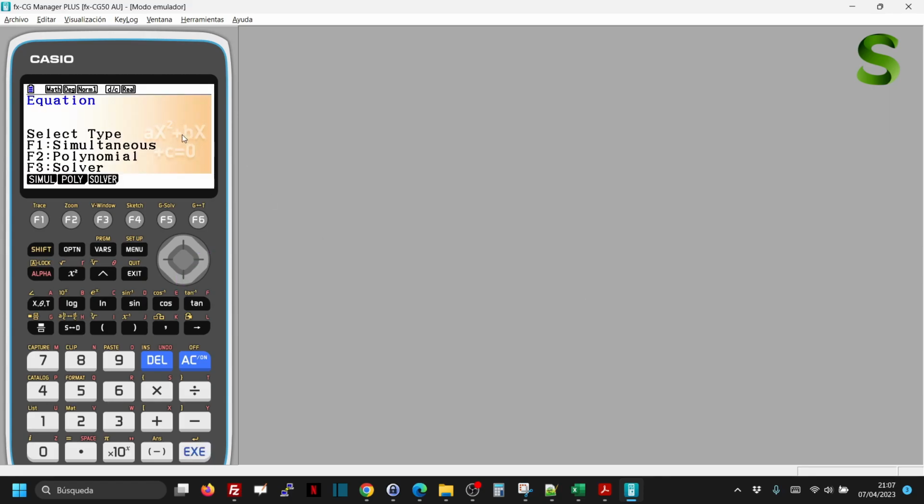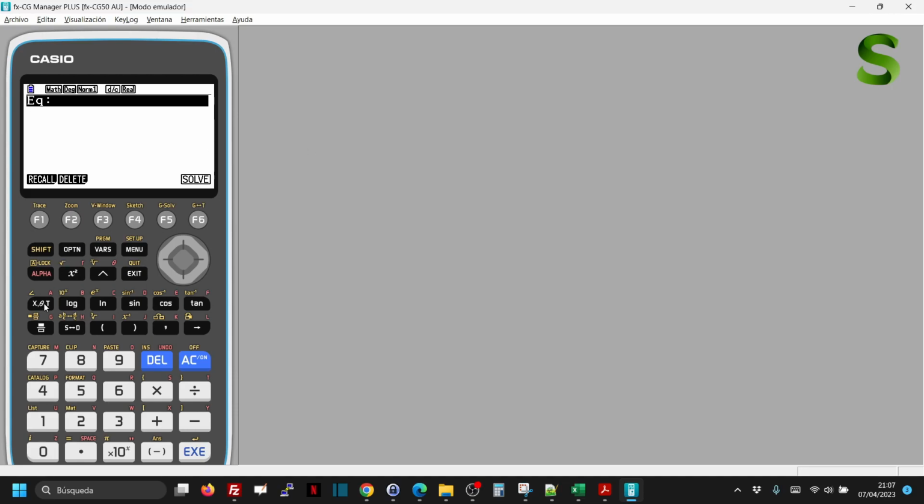And obviously, as it's not simultaneous equations or polynomial, we'll use the solver, so F3. Okay, so this should be fairly straightforward, but there's a trick here, and it's that in the solver you have to write a starting point. So what do I mean with this?